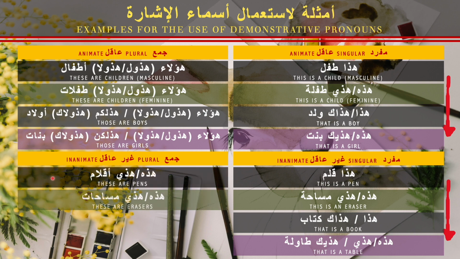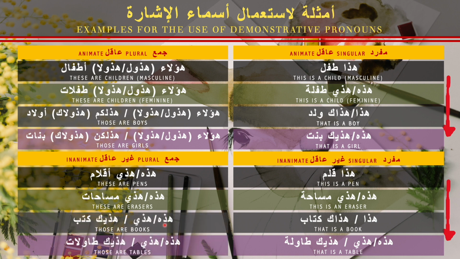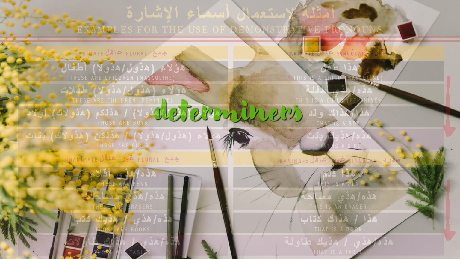The last batch. هذه, هذه أقلام, or أقلام if you want to pronounce it in the spoken dialects. هذه, هذه مساحات. هذه or هذه كتب. هذيك كتب. هذه or هذه طاولات. هذيك طاولات. I think you grabbed the concept. Now let's move to the determiners. A quick reminder.